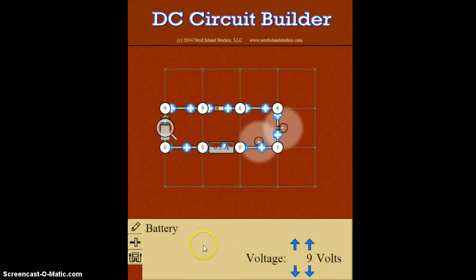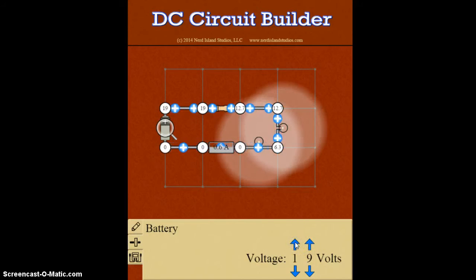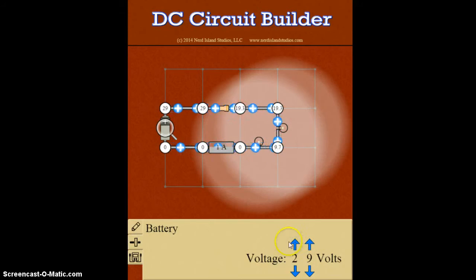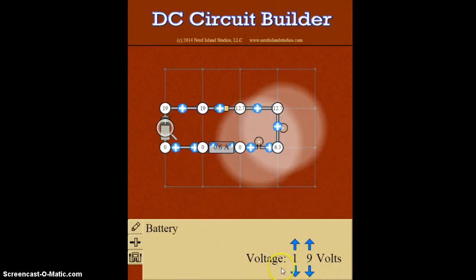I click on there. You can see right now I have a little spyglass on the battery. Over here it lists the voltage. I could increase that voltage. Let's say I want to make it a little bit higher. Whoa, getting pretty bright there. I'm going to back this off just a little bit. See, I've increased this to 19 volts.